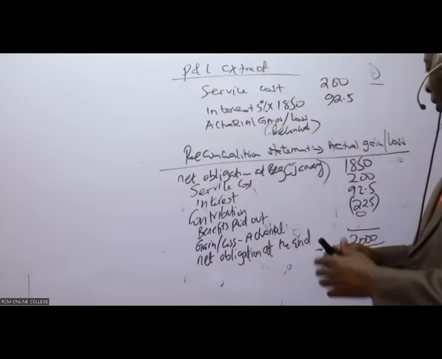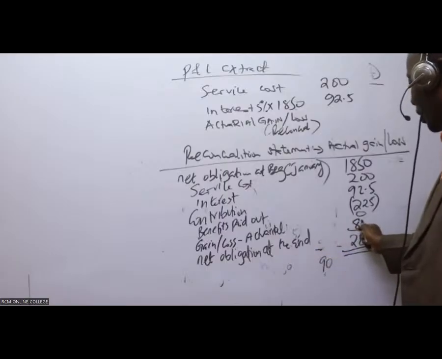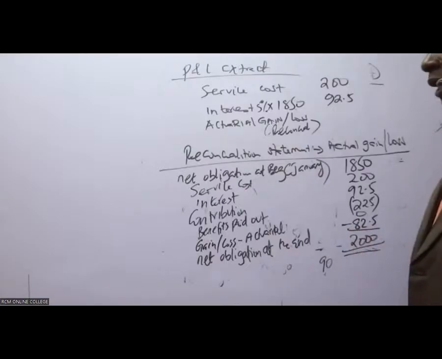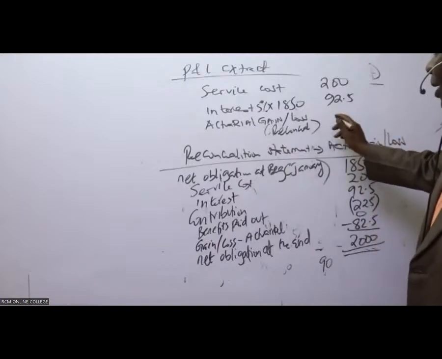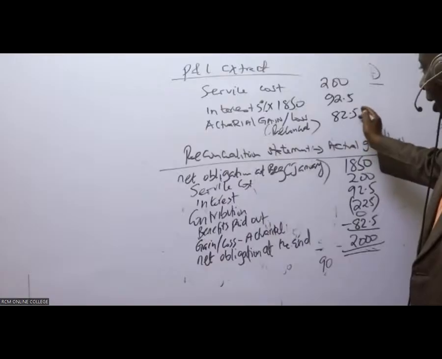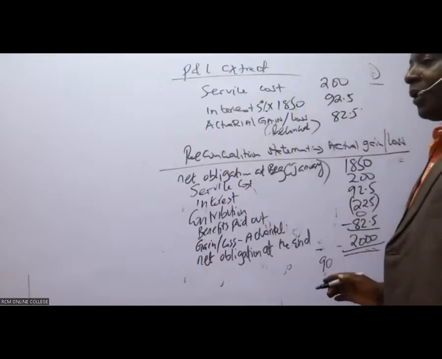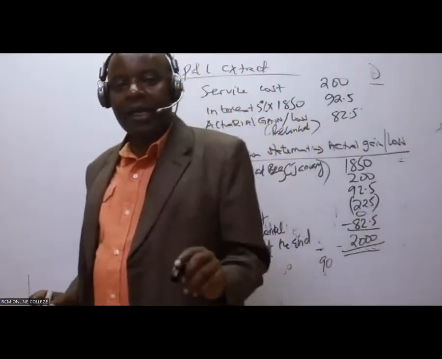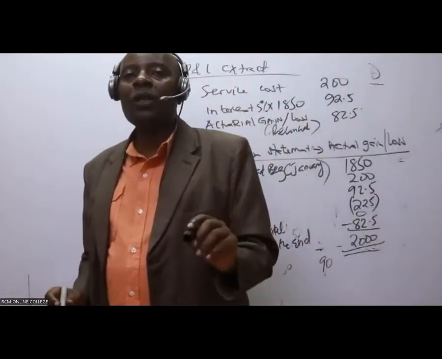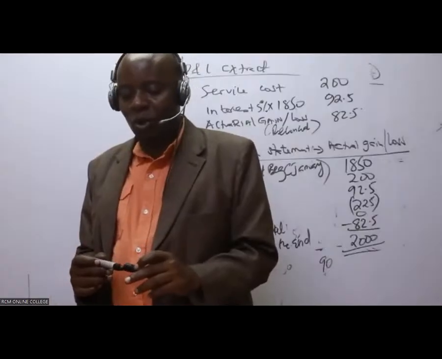82.5, I'm being told. 82.5 negative. Simply come and take this 82.5. Don't even write a negative. Just put it there. But again, in advanced AFR, you must read the question severally, not once, not twice.